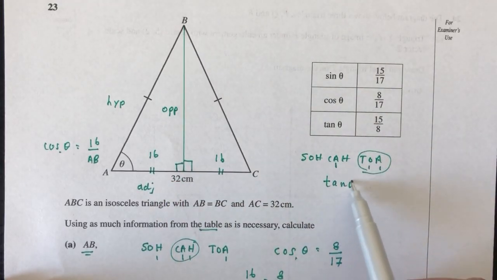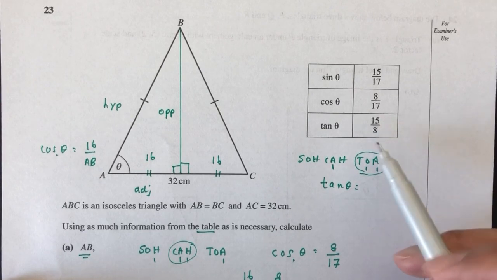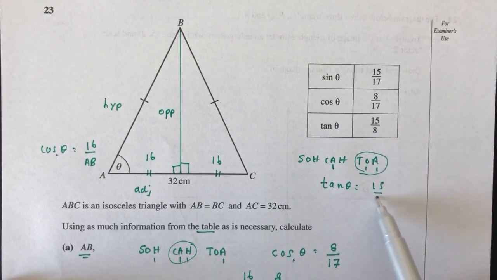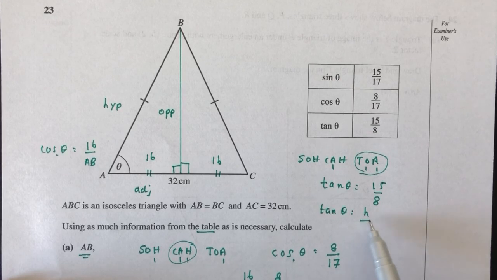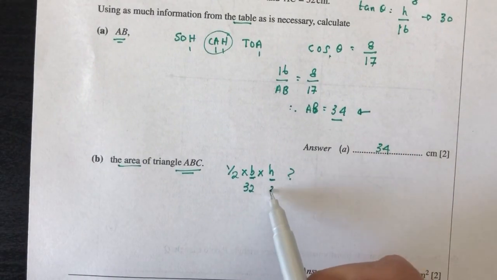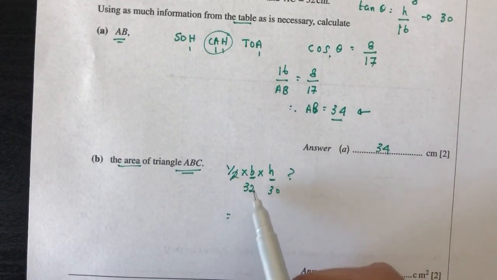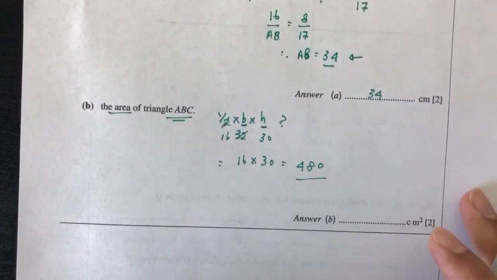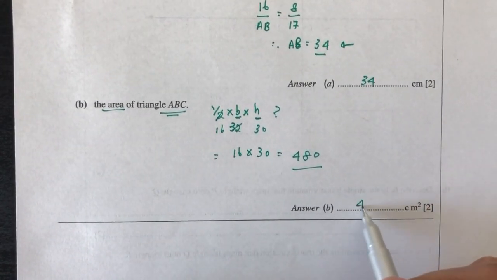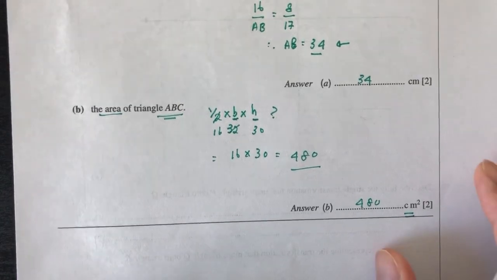So tan theta is equal to 15/8 on the table, and here tan theta is equal to height divided by 16, which means the height is 30. Okay, so the height will be 30. So half of 32, we get 16. So 16 times 30, that will be 480. So area of triangle will be 480 centimeters squared.